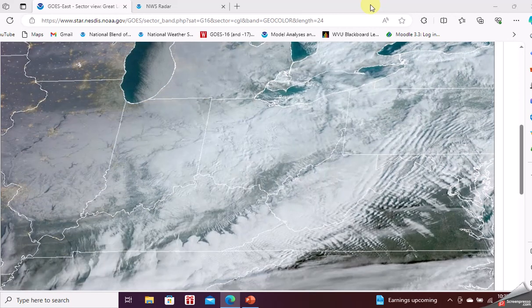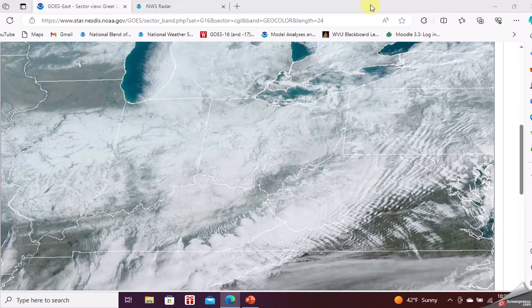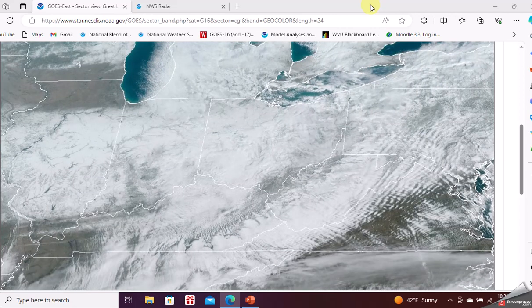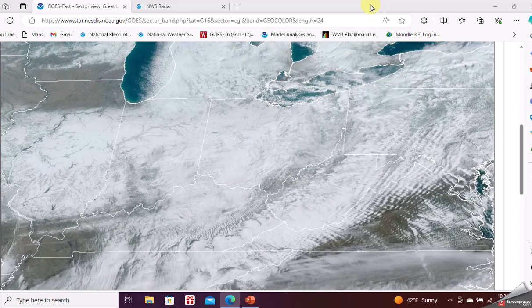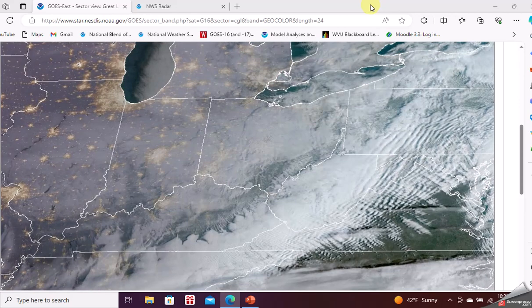What happened to that air parcel is it got warmer, it became more unstable, and it got more moist. And with that, it began to produce clouds as it moved across Lake Michigan. You can see bigger, bumpier clouds coming across Lake Erie and all as well.